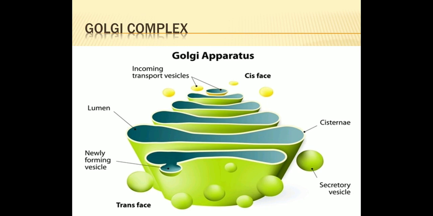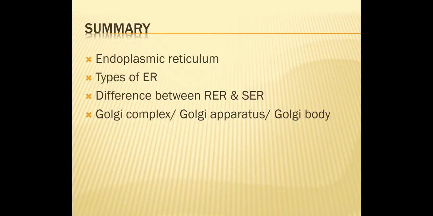Okay, now we have completed this. Let's see a quick summary of what we studied. We studied today the details of endoplasmic reticulum, types of endoplasmic reticulum, the difference between rough endoplasmic reticulum and smooth endoplasmic reticulum. And then we studied the next component, that was the Golgi complex, or you can say Golgi apparatus or Golgi body. I hope you understood the topic.